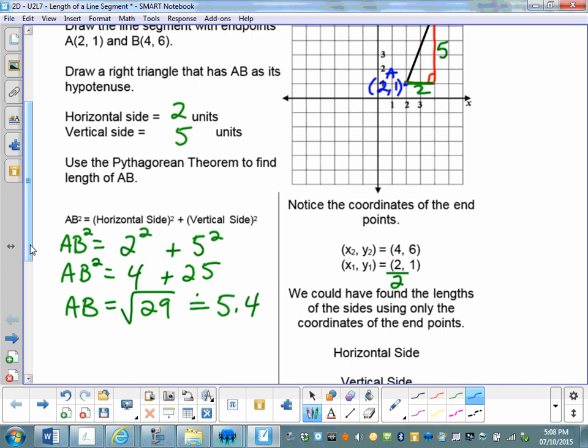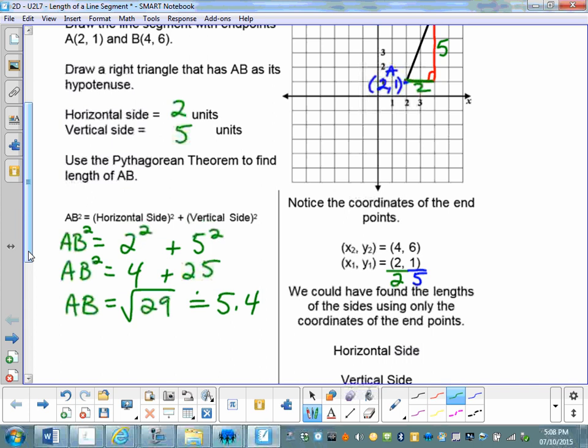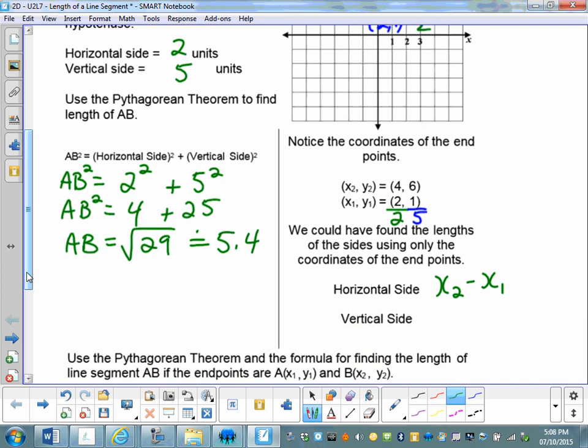Let's see if that works for the y values. If I do 6 and I subtract 1, that gives me 5, and that is the vertical distance in my triangle up above. So to find the length of the horizontal side in this situation, we are taking x2 and subtracting x1. And when we subtract x2 and x1, we get 2. And for the vertical side, if we do y2 minus y1, we get the 5.